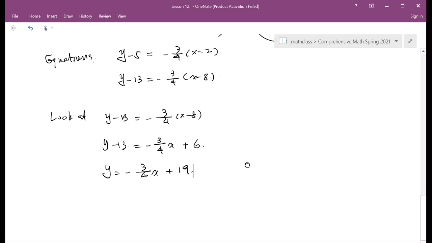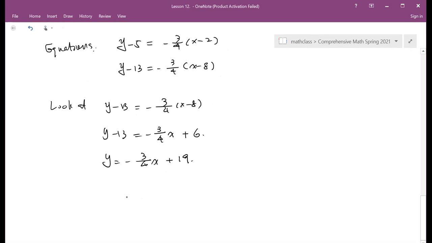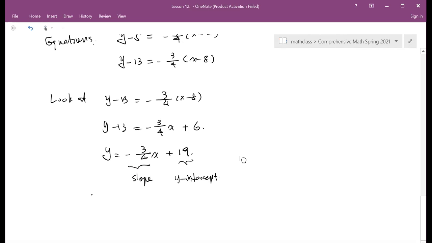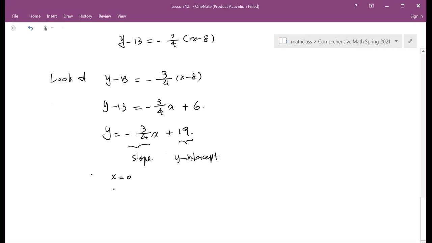Now, what does that mean? From here, what you can tell. So this is always a slope. If the coefficient of y is 1, then this is a slope. This number, we call it the y-intercept. The reason is when you let x be 0, then the y value is going to be 19.